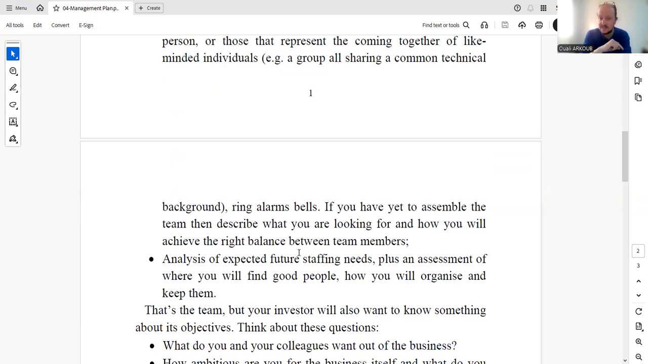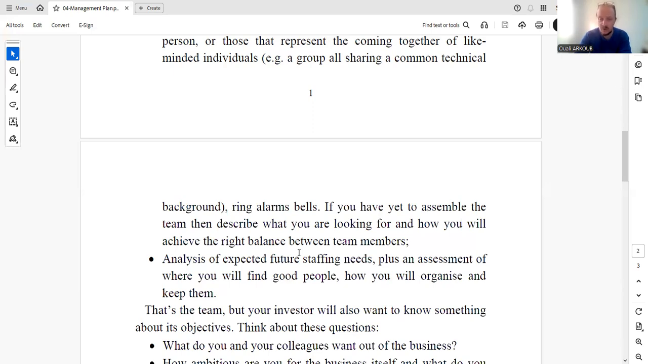If you have yet to assemble the team then describe what you are looking for and how you will achieve the right balance between team members. You must achieve the right balance, the equation between the team members, okay, the interests and competencies of team members. Analysis of expected future staffing needs, plus an assessment of where you will find good people, how you will organize and keep them.